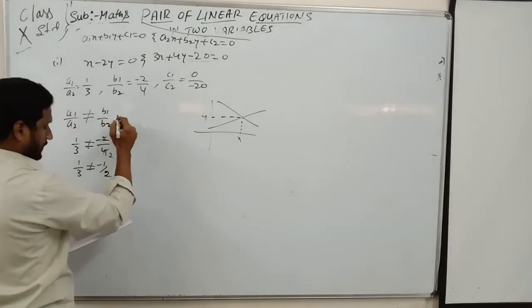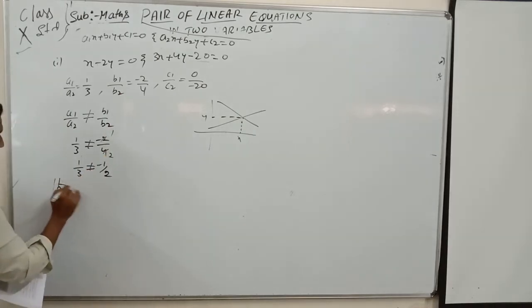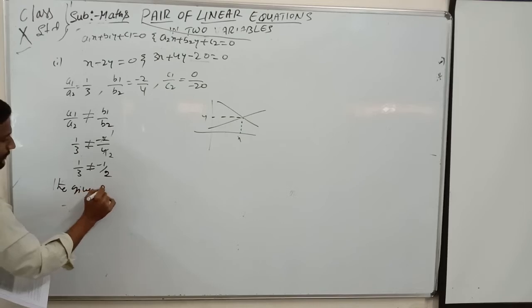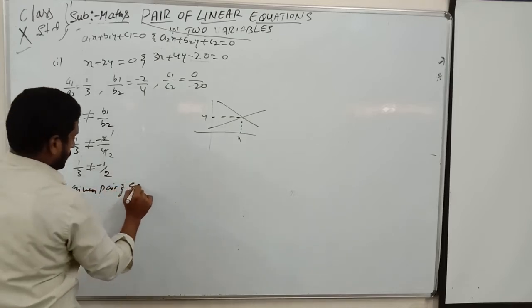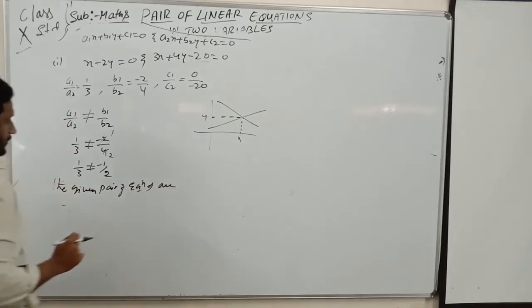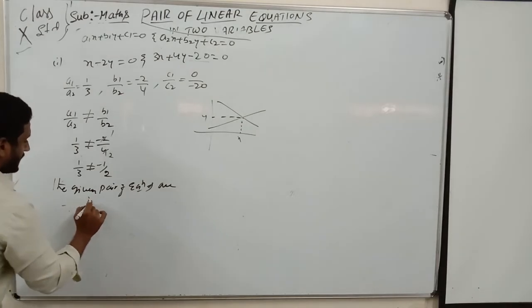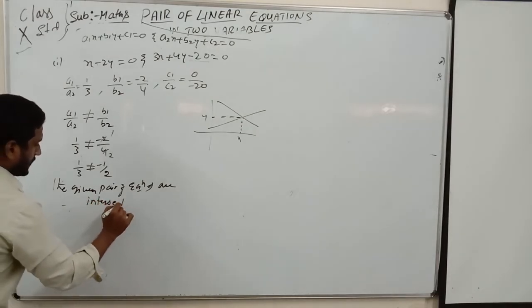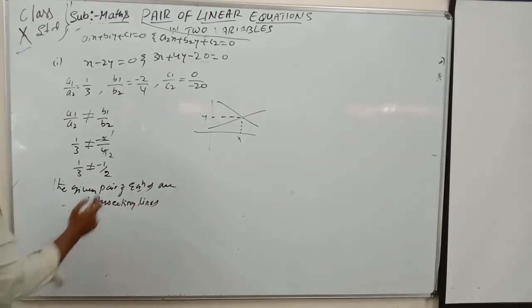So the given pair of equations are intersecting lines. Okay, lines are intersecting here. See here, lines are intersecting.